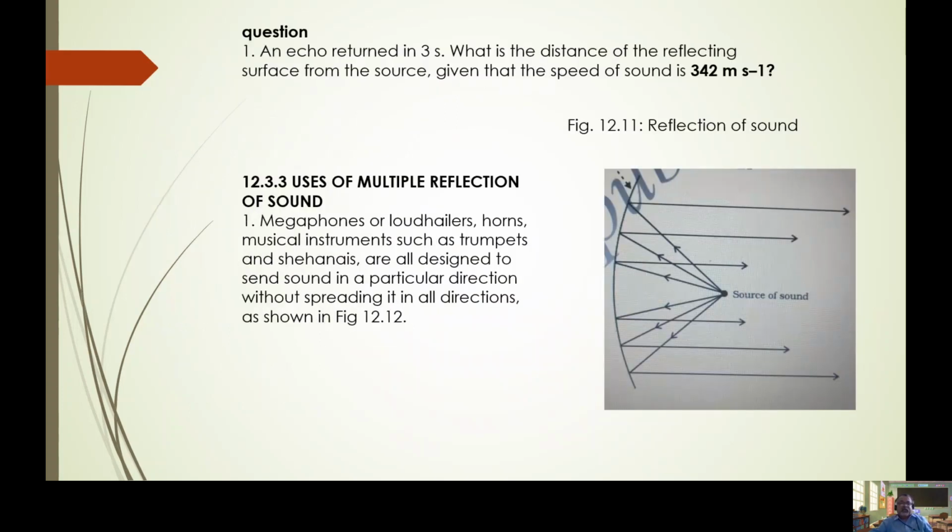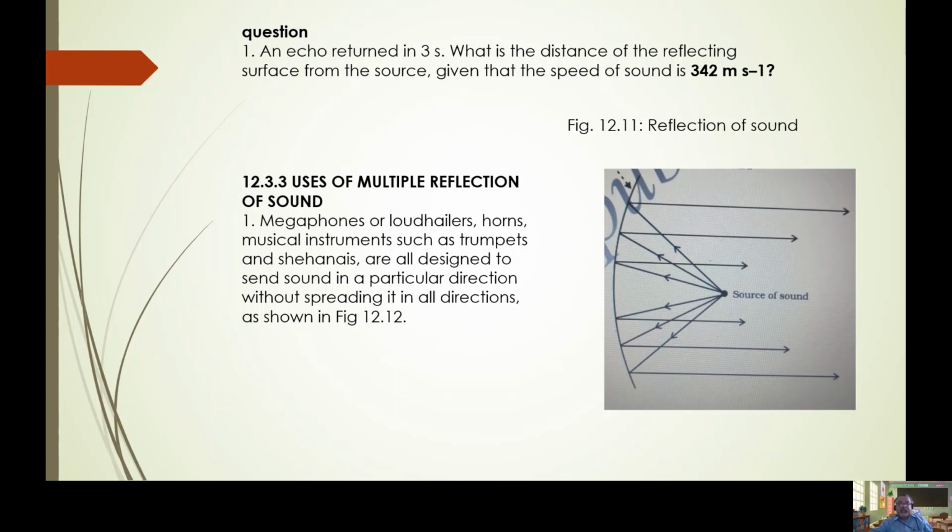Here's a small question. An echo returned in 3 seconds. Please find the distance to the reflecting object. The speed of sound is considered to be 342 meters per second.